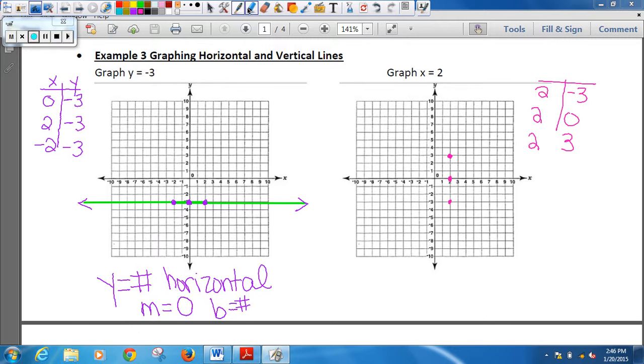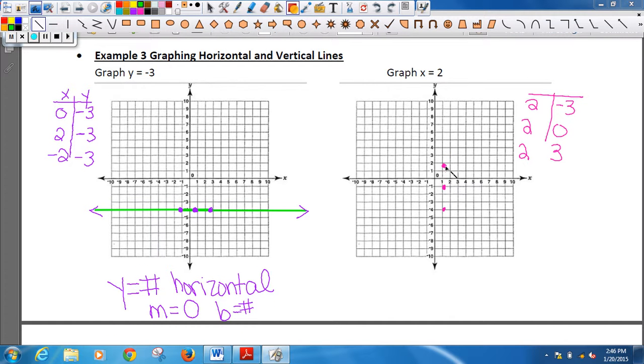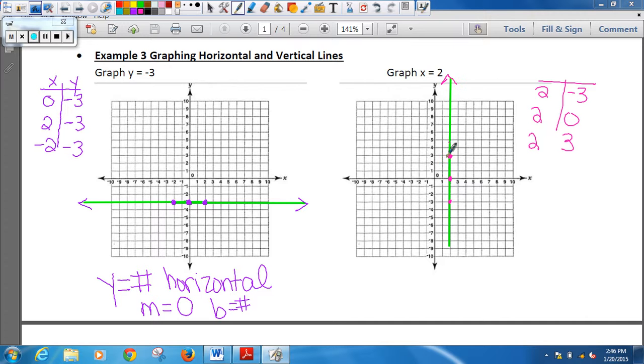So if you are noticing something, you will notice that this time your line is going to be vertical. So anytime you have x equals a number, you are going to have a vertical line.